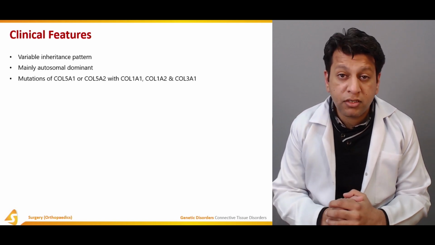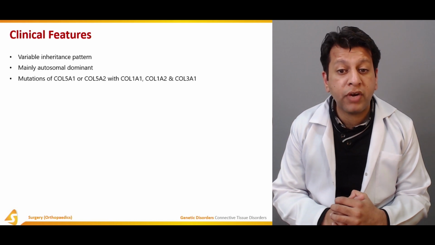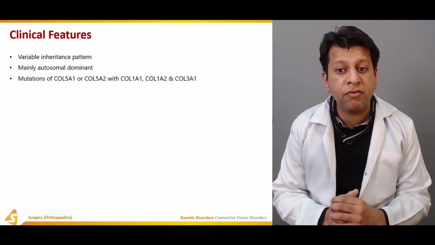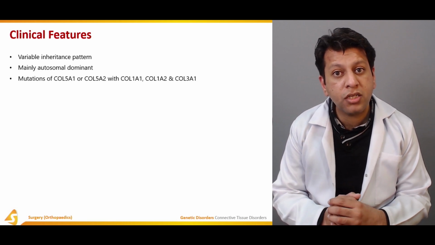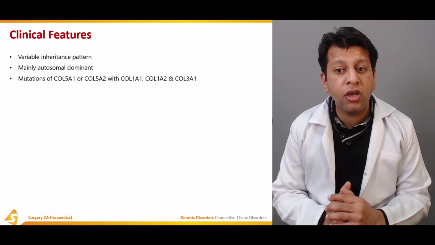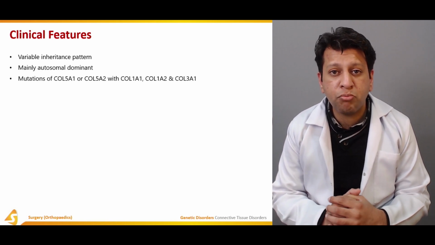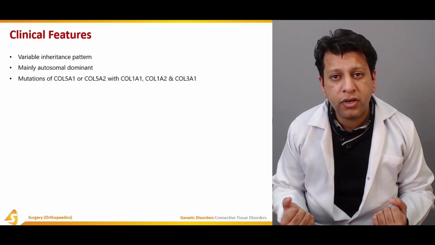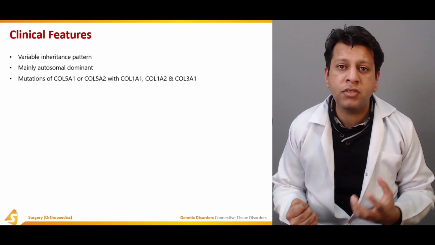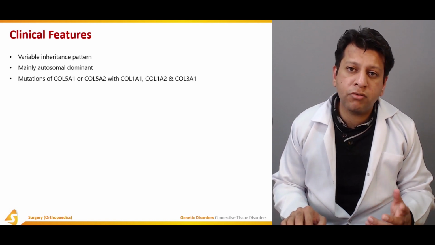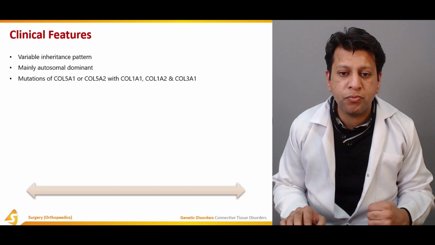Mutations include the collagen genes COL5A1, which is for type 5 collagen. COL5A2 is also for type 5 collagen. Then COL1A1, that is for type 1 collagen, and COL3A1, that is for type 3 collagen. So basically it's the different types of collagen, types 5, 3 and 1, which are defective, and usually they are present in the skin and around the vascular connective tissue.